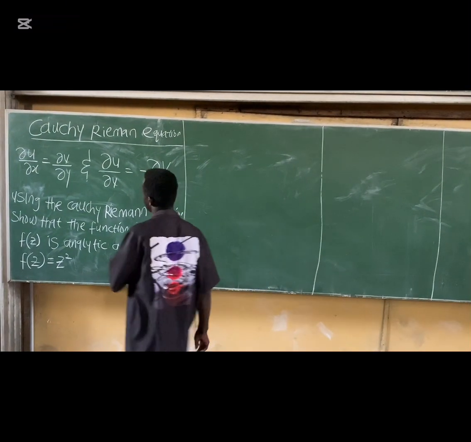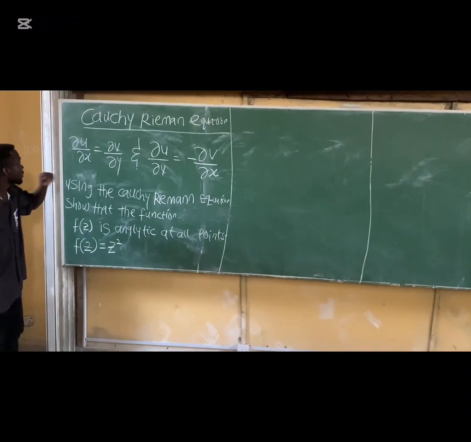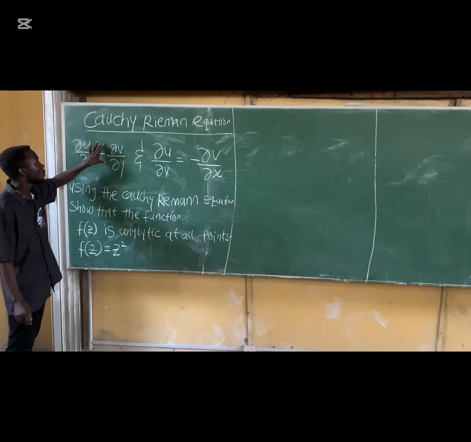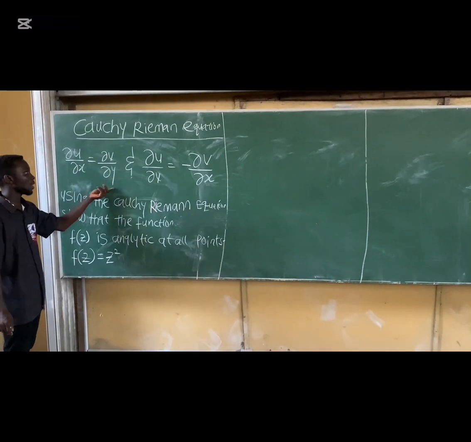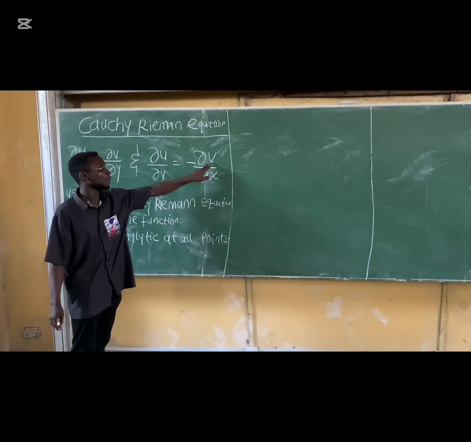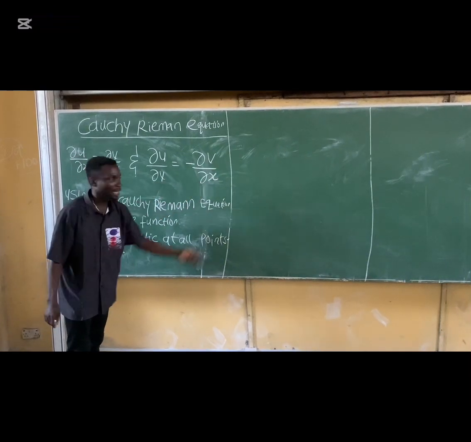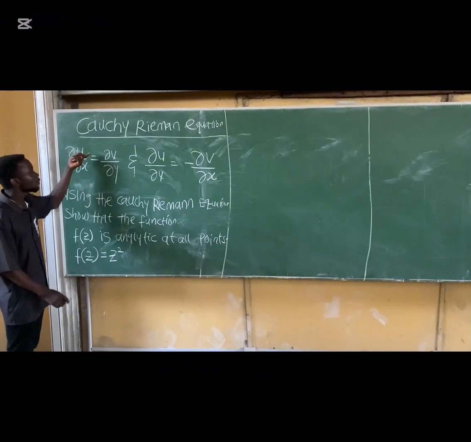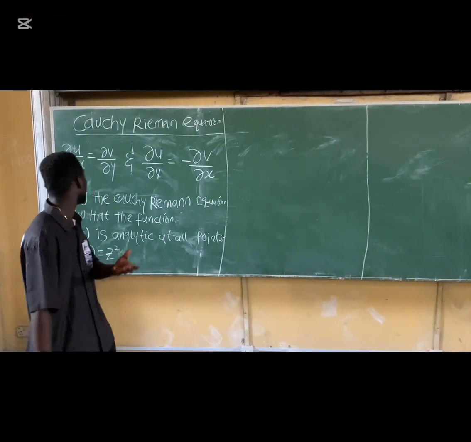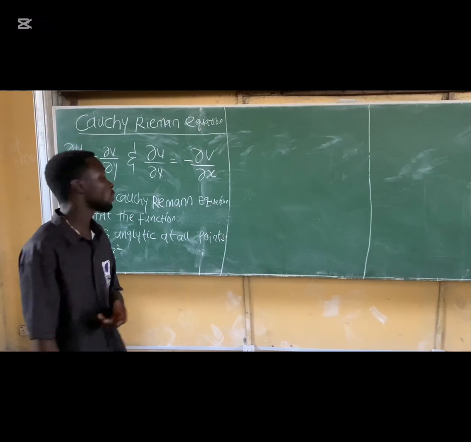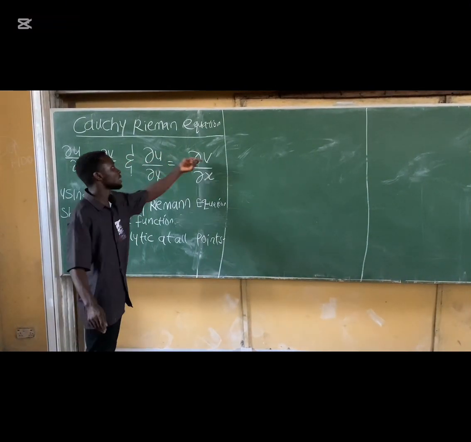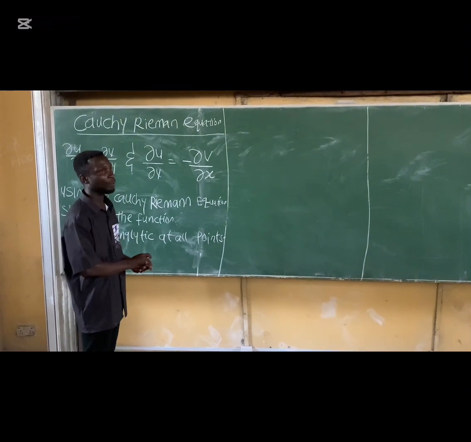Now, Cauchy-Riemann says that for a function to be analytic, your partial u over partial x must be equal to your partial v over partial y, and your partial u over partial y must be equal to minus partial v over partial x. Here u represents the real part of a complex variable, and v represents the imaginary part of a complex variable.